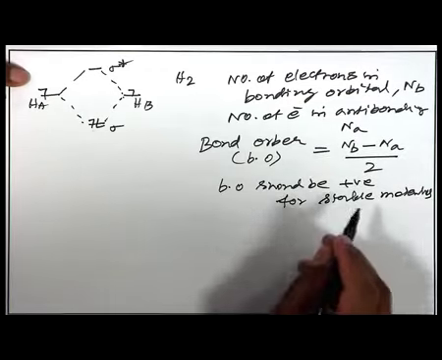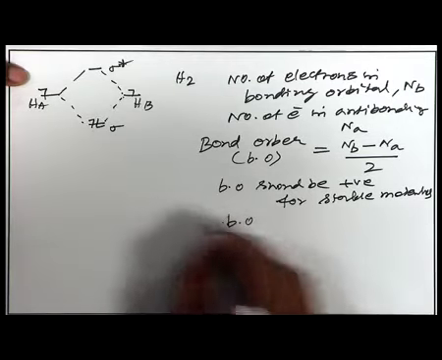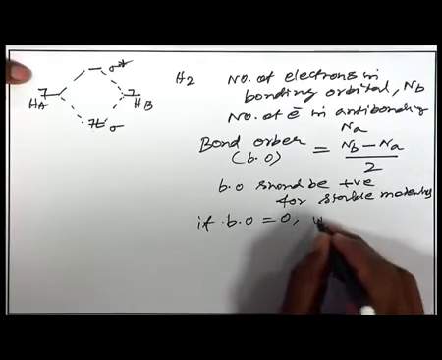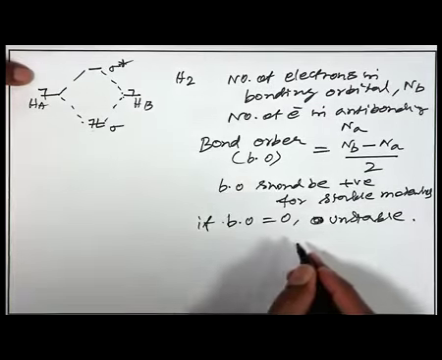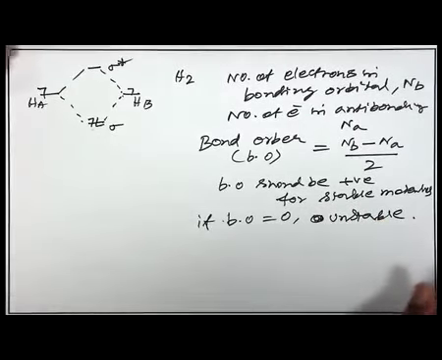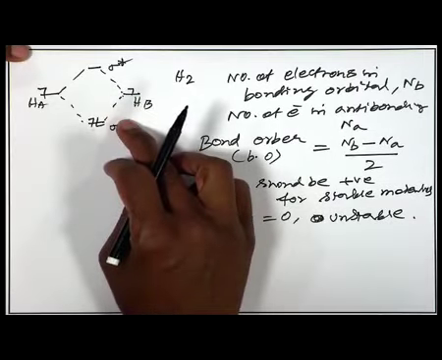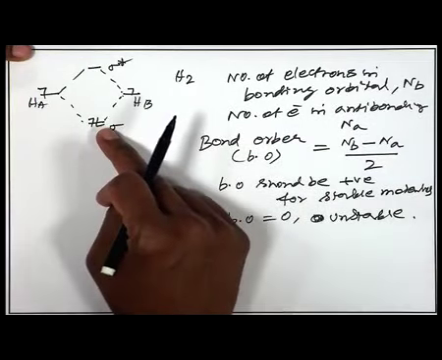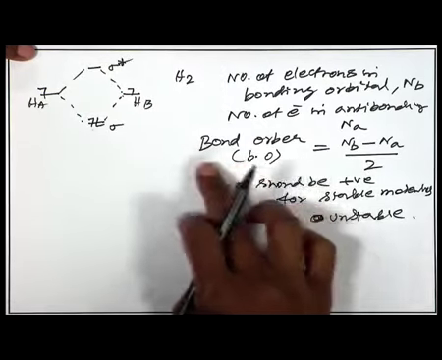If the bond order is 0 or negative, the molecule is unstable. If the bond order equals 0, the molecule is unstable. So, from the molecular orbital theory, we can draw an interaction diagram or molecular orbital diagram of this type, and then talk about the stability of the molecule by looking at the number of electrons present in the bonding orbital and the number present in the antibonding orbital, using a concept called bond order.